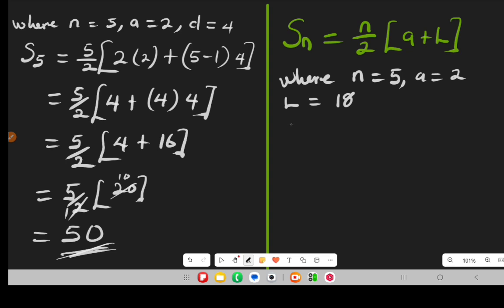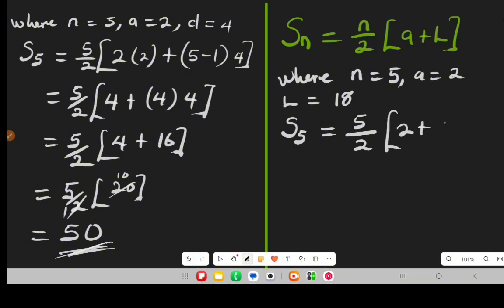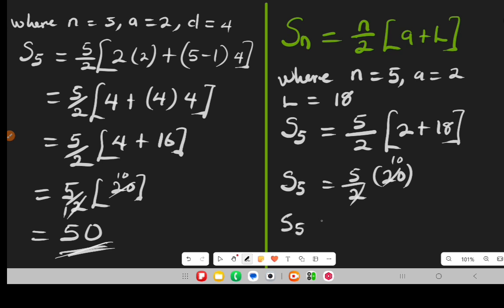Then we continue. We have S5 equals 5 over 2 times (a, which is 2, plus the last term, which is a10). Then S5 equals 5 over 2 times (2 plus a10), which gives us 20. 2 cancels 20 to give us 10. 10 times 5 gives us 50, which is the answer.